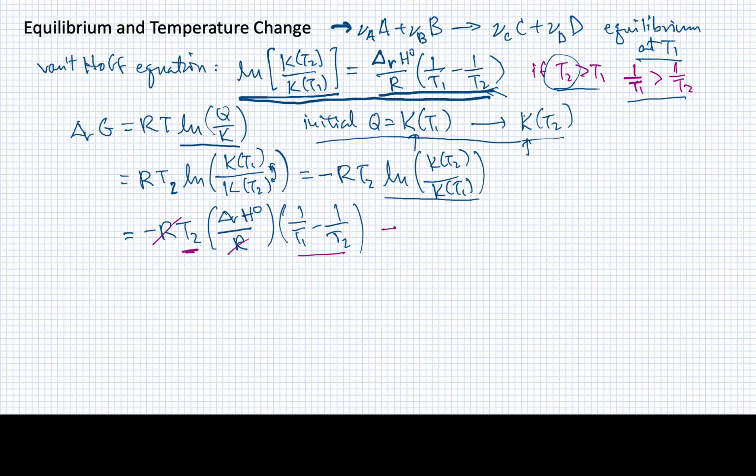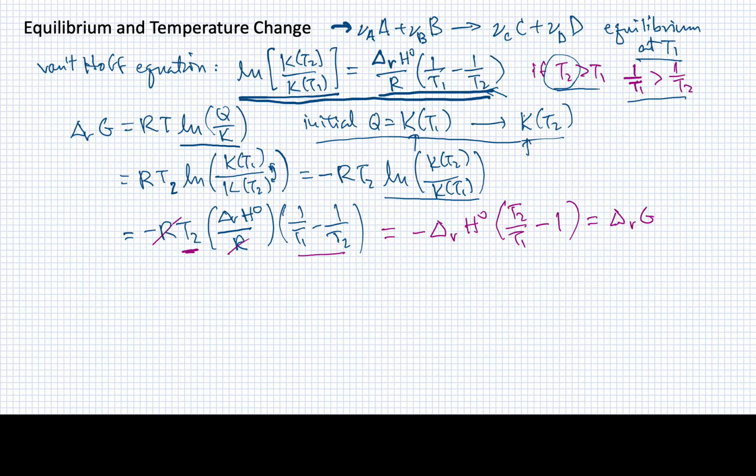I'll keep it in purple. All right, I'll have negative the enthalpy change for this reaction times the quantity T2 divided by T1 minus T2 over T2, which is just 1. All right, so, and this is, mind you, equal to the Gibbs energy change for this reaction.